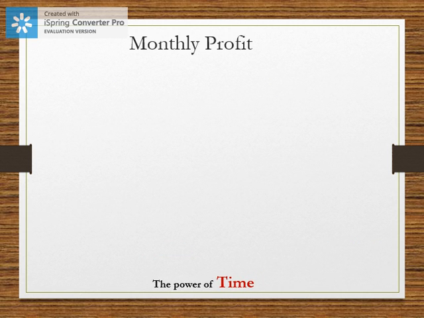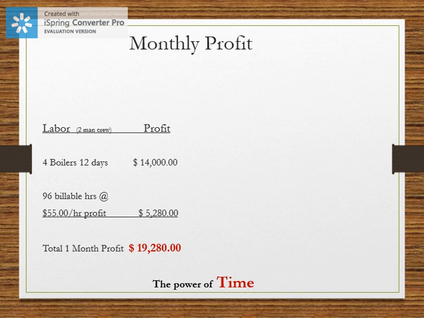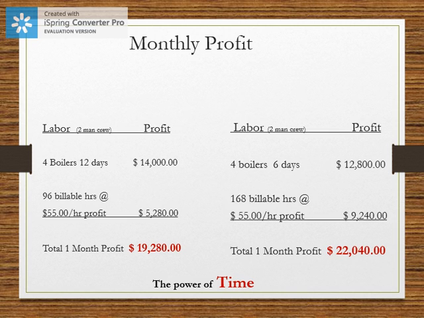Here's a look at the monthly numbers. Basically, it is the weekly numbers multiplied by 4. And the total profit comparison for a month is $19,280 compared to $22,040. Now keep in mind that the total profit for the panelized way would be $23,240 if you took the full $3,500 profit for the boiler installations. Time is very powerful.